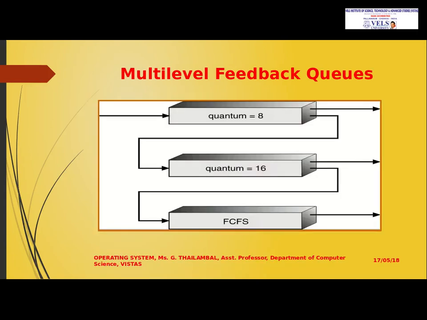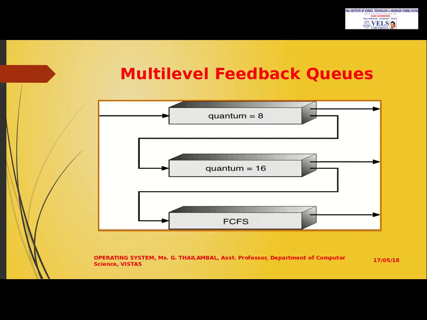And this is the diagrammatic representation of multi-level feedback queues. Each and every queue can use any type of algorithm. The lowest is using FCFS and the highest is using quantum 16, that means round robin scheduling. Quantum is 16 milliseconds, and some process is going to execute at quantum 8 milliseconds. So any process can be moved from quantum 8 milliseconds to quantum 16 or to FCFS.